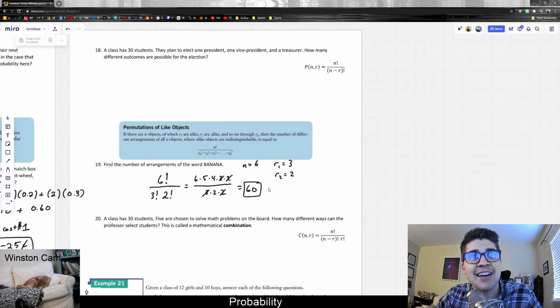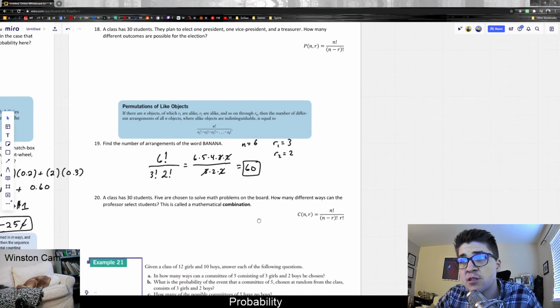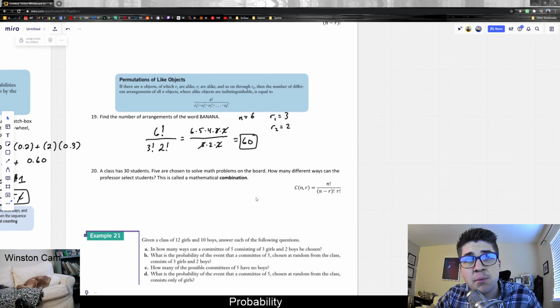But obviously having formulas like these makes it a little bit easier to solve probability problems. And in a couple of videos, after we talk about combinations, we'll look at one of the examples from the book and see how we can put all this to use in solving more difficult probability problems.